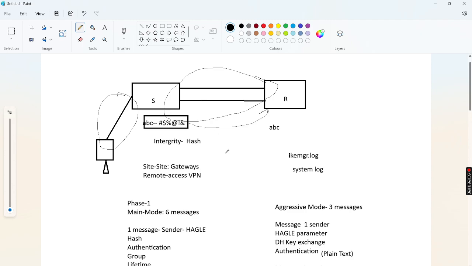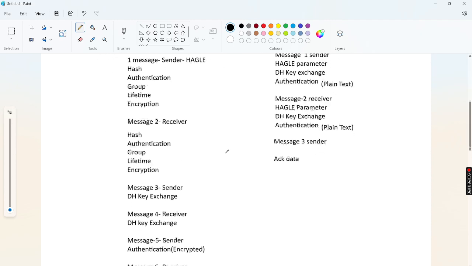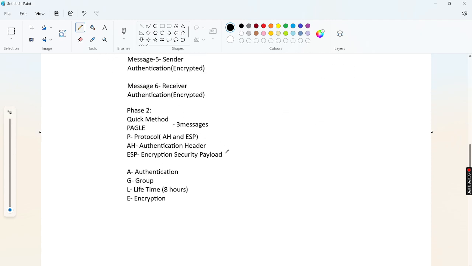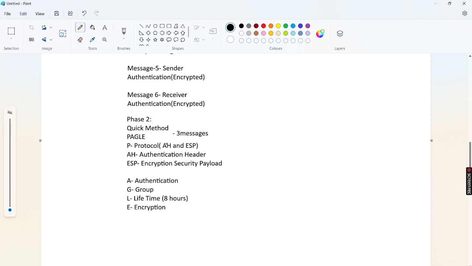And this is all about IPsec phase 1 and phase 2. We need to discuss transport modes and the protocols that will be used in IPsec. We can continue that in tomorrow's class, that is a small topic only.